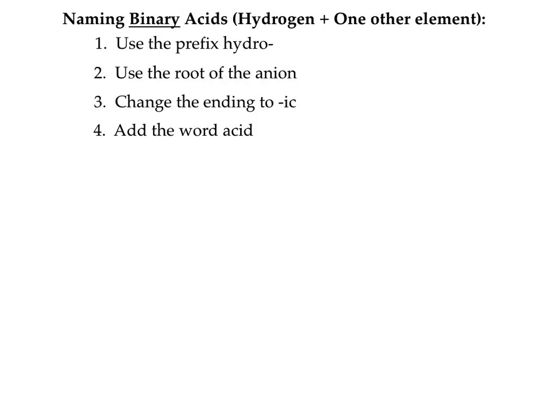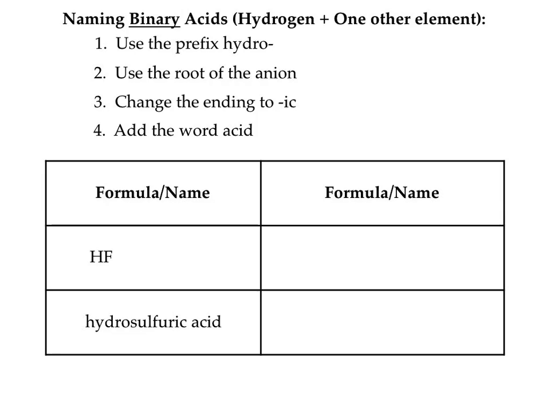All right, so a couple of examples. First one, HF. That's the formula of the molecule. That is an acid. What would we call it? That would be called hydrofluoric acid. We add hydro, it's fluorine, change the ending to ic, add the word acid. Hydrofluoric acid.